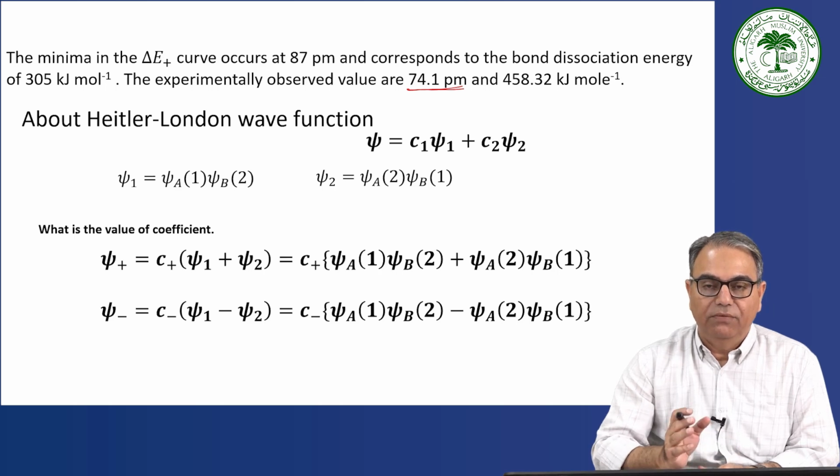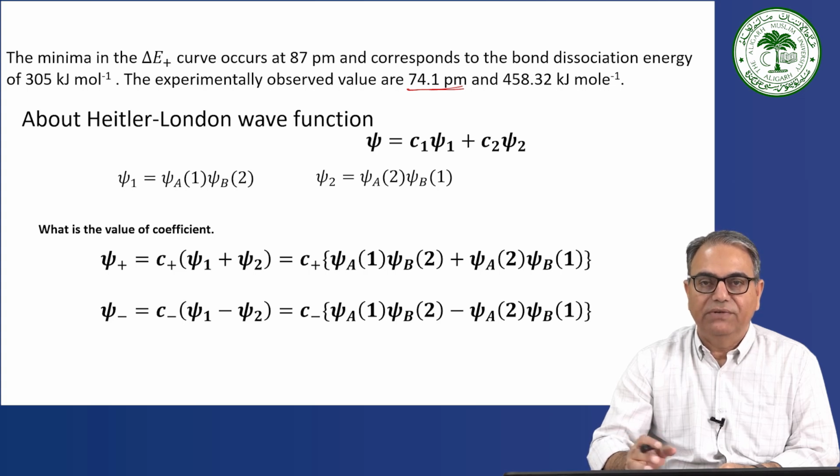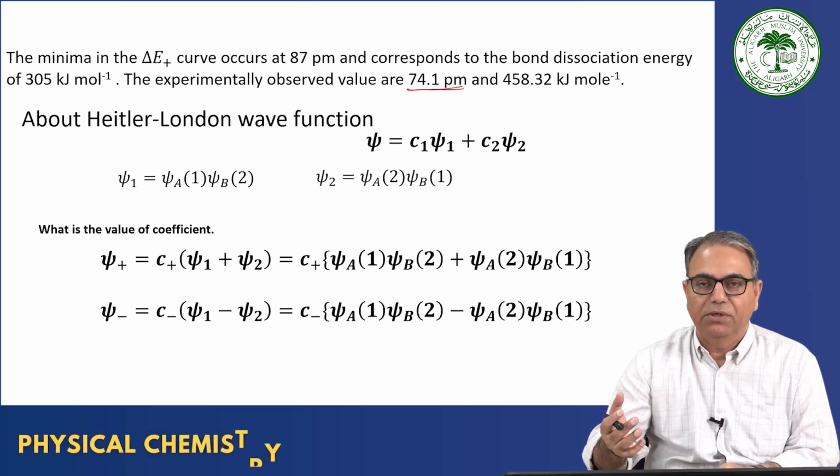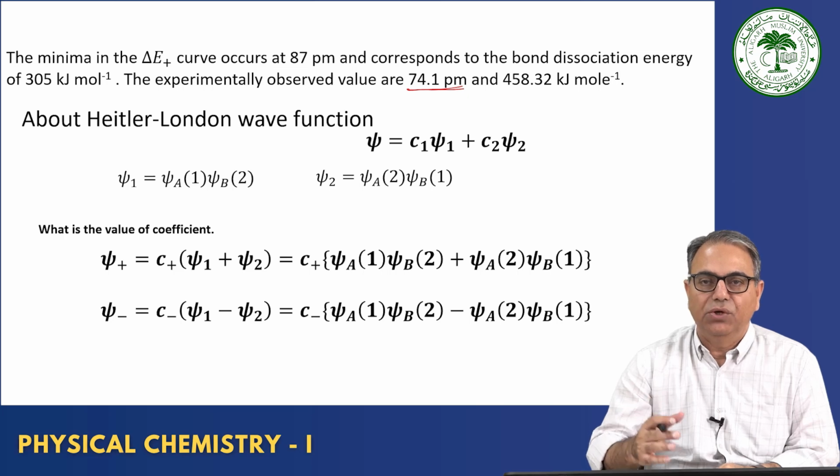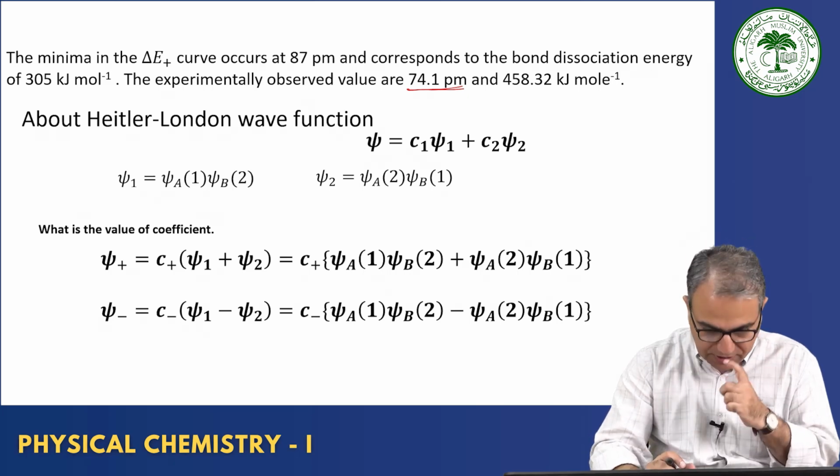But you know that what is experimentally observed is always right. What we are doing, like Heitler and London, is finding a theory in order to explain the experimental observation. I always tell you that experimental observations are always correct, and by theory you try to explain those observations. So the theory which we have predicted is still far from the actual observations.